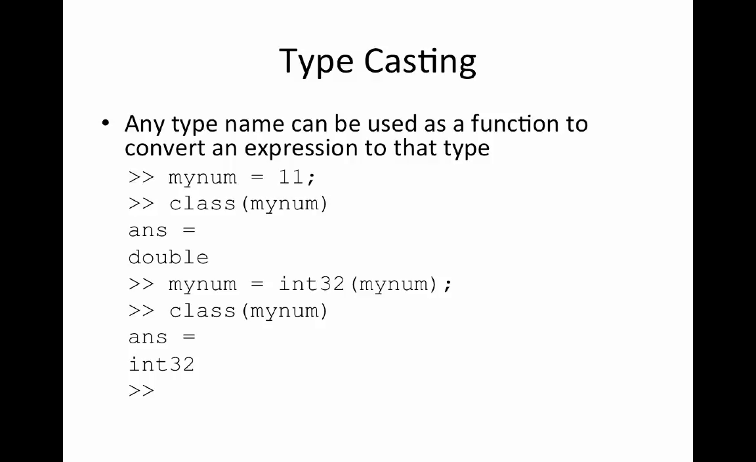So any type name can be used as a function to convert an expression to that type. So for example, here I'm creating a variable mynum, which is 11. The class of the variable is double, that's the default. And then I'm changing the class of mynum to be the type int32.